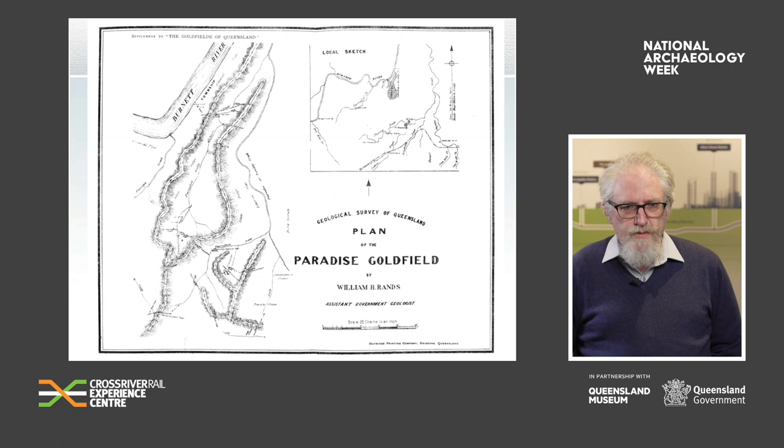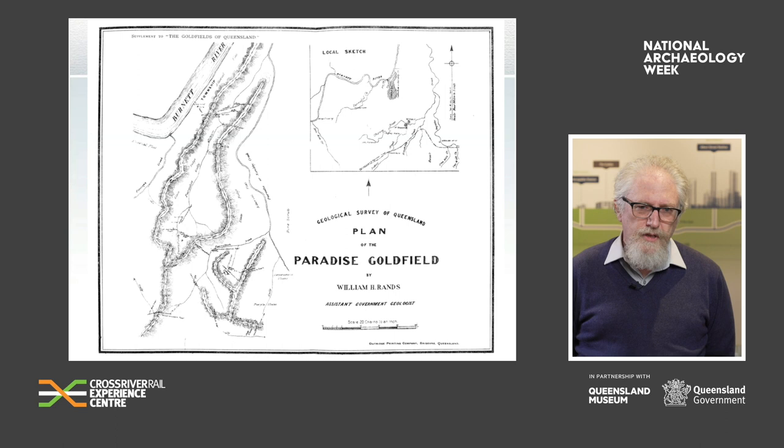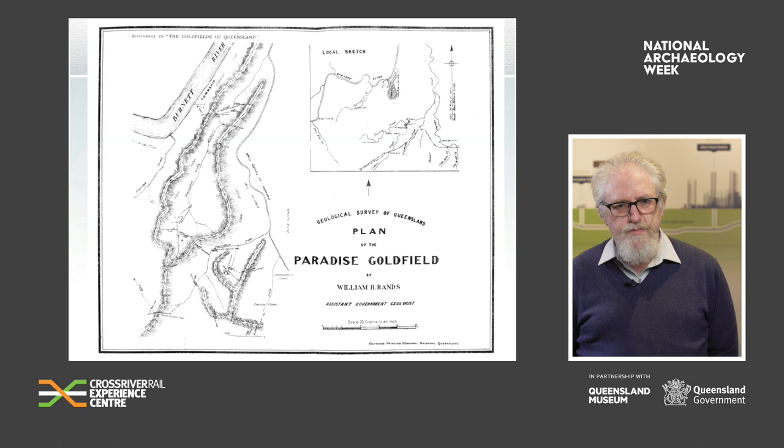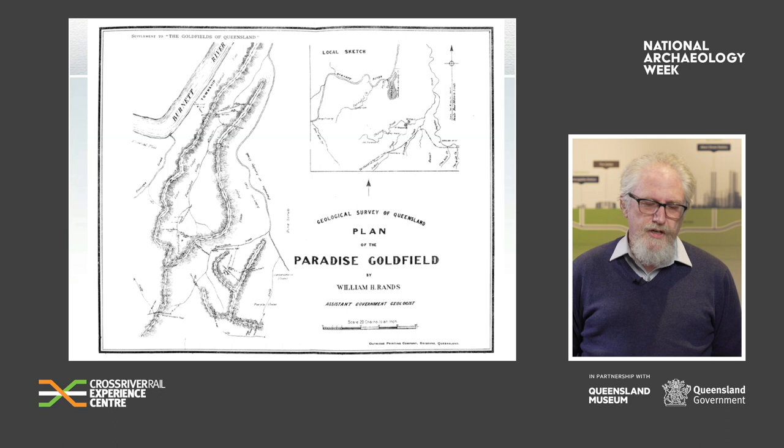So this is a map showing the township of Paradise. In the top corner, you can see the Burnett River and the words township. That indicates the location of the township. And then you've got a row of hills just behind that, down into a gully that runs into a U-shape in the hills. That's called Paradise Gully.